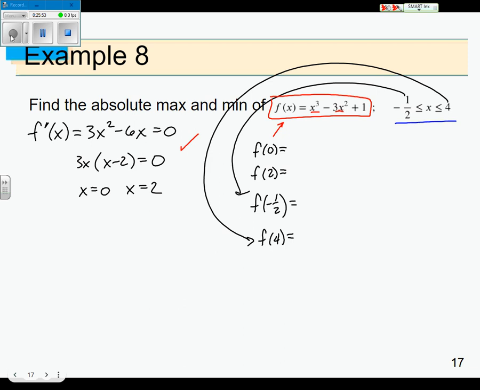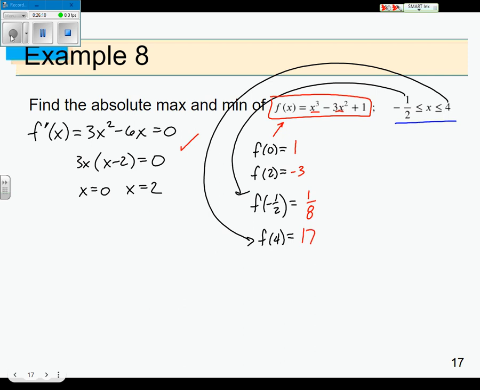So when I plug in 0, I get 1. When I plug in 2, I get negative 3. I plug in negative 1/2, that gives me 1/8. I plug in f of 4, that gives me 17.